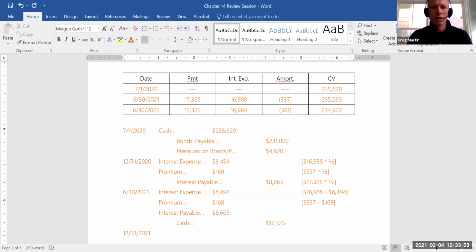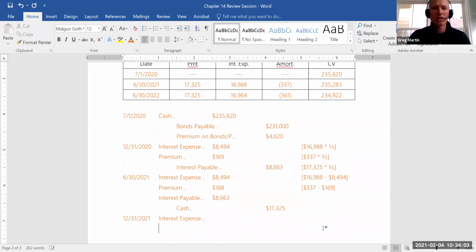So 12/31/2021. Very similar to the 12/31/2020 journal entry. Time has passed, and so we have to accrue our interest expense. We need to amortize our premium, and we need to recognize the fact that we have accrued interest, contractual interest on the bond itself. The contractual interest is still $8,663. That hasn't changed. And the reason why it hasn't changed is because the payment is the same throughout the life of the bond. So that's still $17,325 times 1/2.